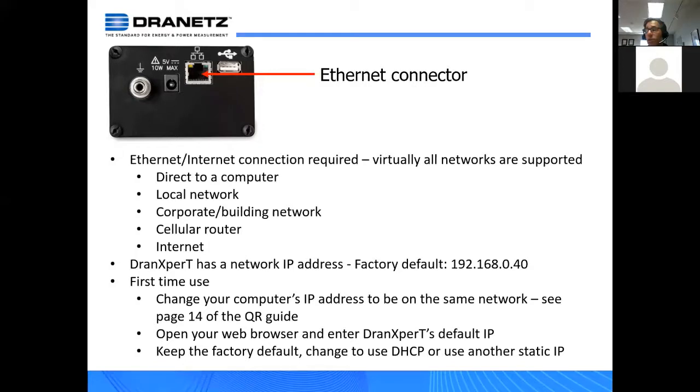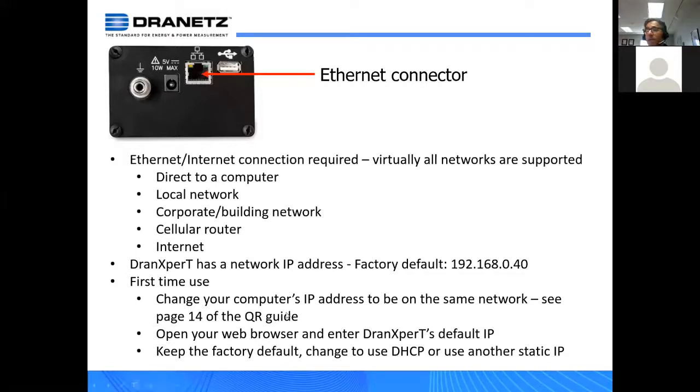Once you've connected to DranXperT, you can certainly keep the IP address exactly the same. However, at that time, is when you can change it to maybe a static IP address. That's what this is called, when you give the meter an exact IP address. And if you're going to go on a corporate network, you'd probably have to consult with your IT folks on what an appropriate IP address is. Or you can change it to DHCP, Dynamic Host Control Protocol, which basically means just like any computer or printer, it gets its IP address from the network.